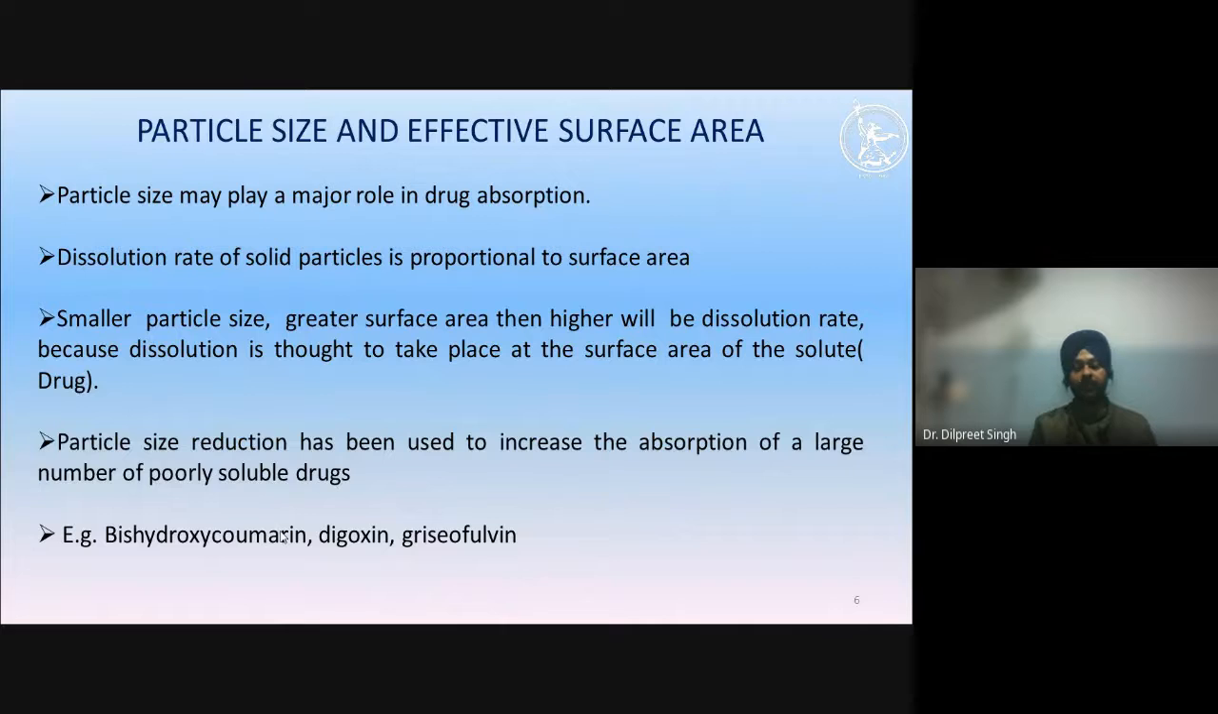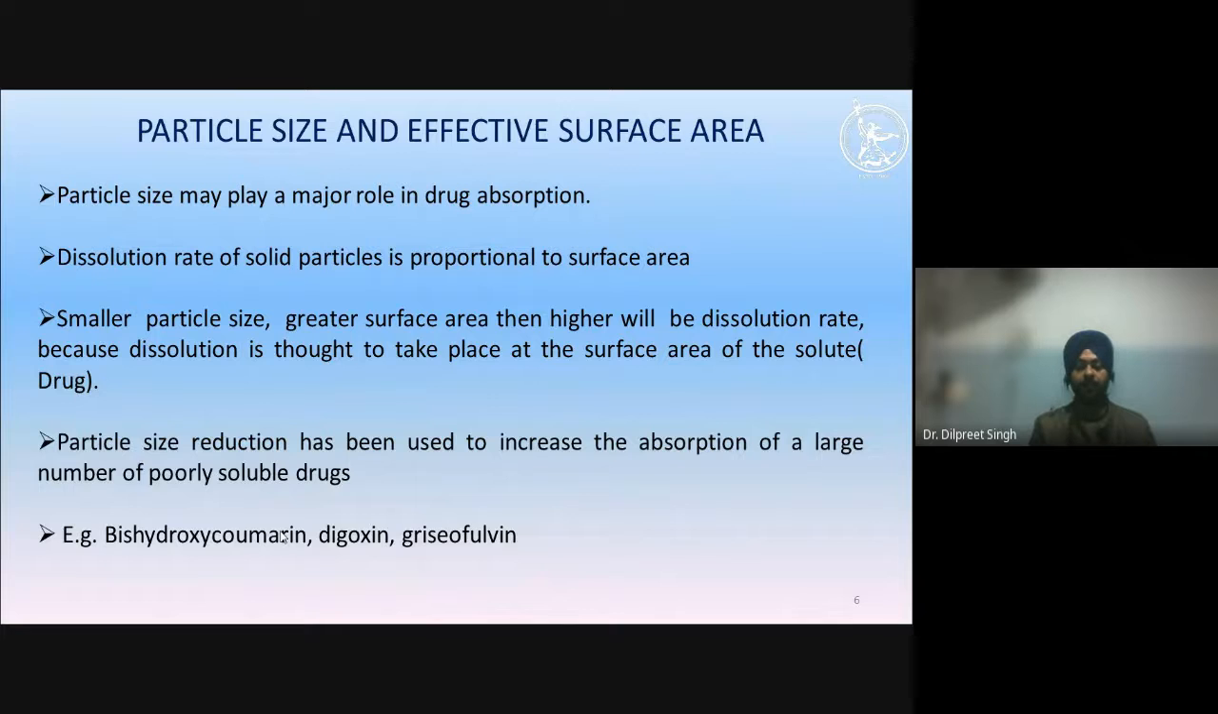Too large a surface area causes greater dissolution and it leads to improved bioavailability. Too low a surface area causes poor dissolution and leads to poor oral bioavailability. So particle size reduction plays a very important role to improve the absorption of a large number of lipophilic drugs. For example, griseofulvin. So griseofulvin micronized formulation is available in the market to improve its oral bioavailability.